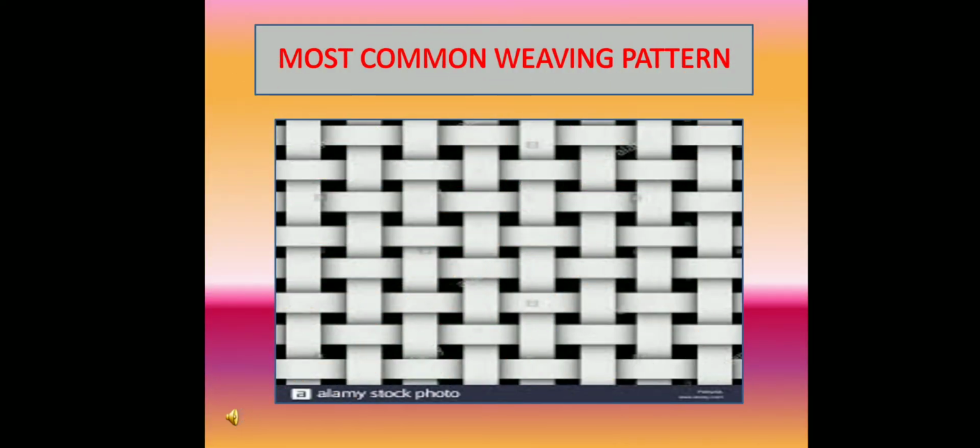Now let us observe some of the designs of weaving patterns. Look at the picture. This is the most common weaving pattern in which two yarns or threads are interlaced at right angles to form a fabric or cloth.